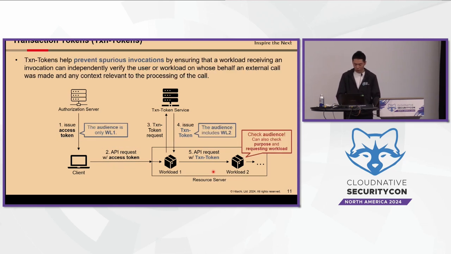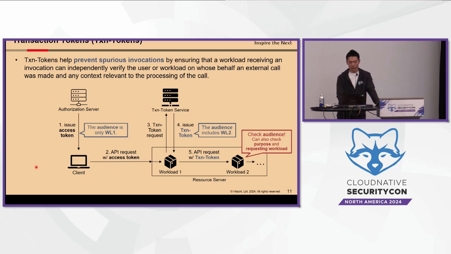This slide shows benefits of using transaction tokens. Transaction tokens help prevent spurious invocation by ensuring that a workload receiving an invocation can independently verify the user or workload on whose behalf an external call was made and any context relevant to the processing of the call.